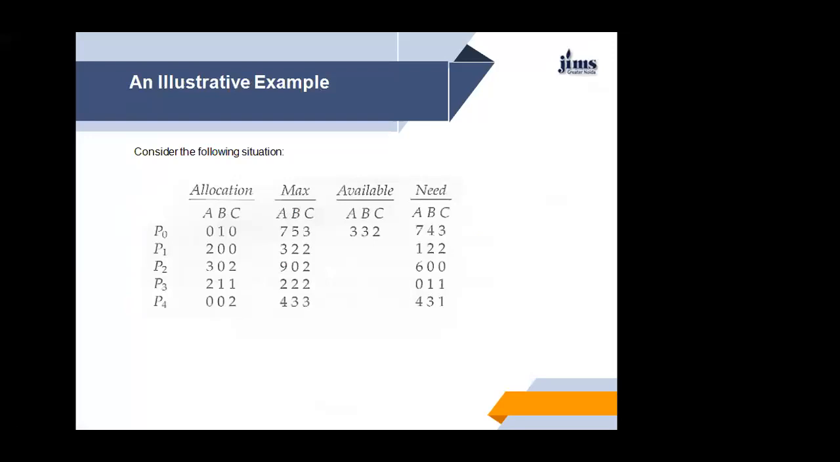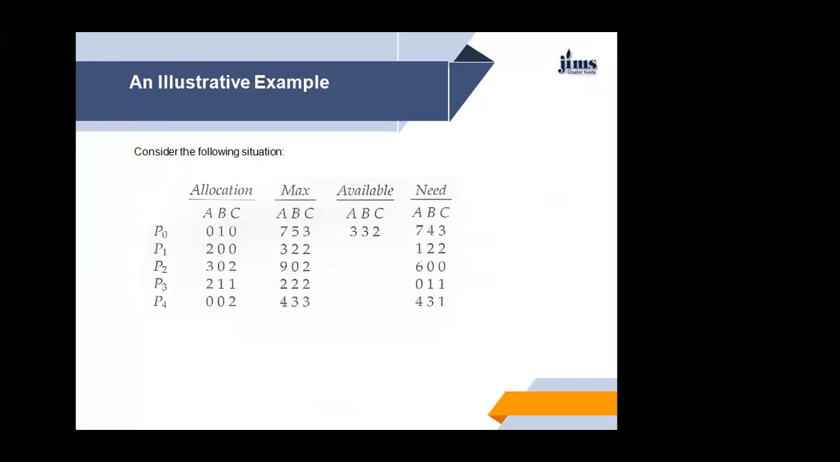So we will also illustrate an example. In this example, consider a system with 5 processes P0, P1, P2, P3, and P4, and there are 3 resource types, say A, B, and C. Resource type A has 10 instances, resource type B has 5 instances, and resource type C has 7 instances.